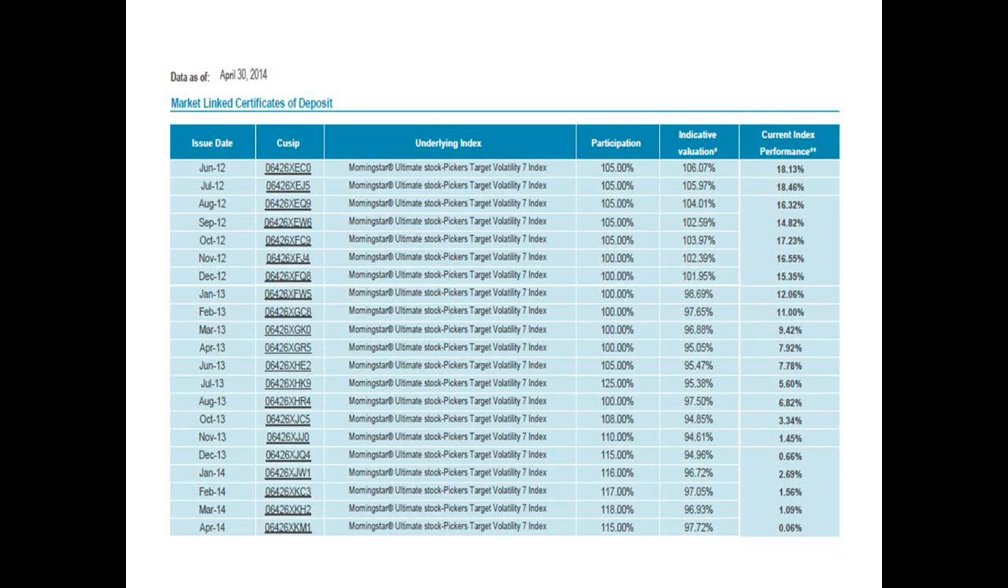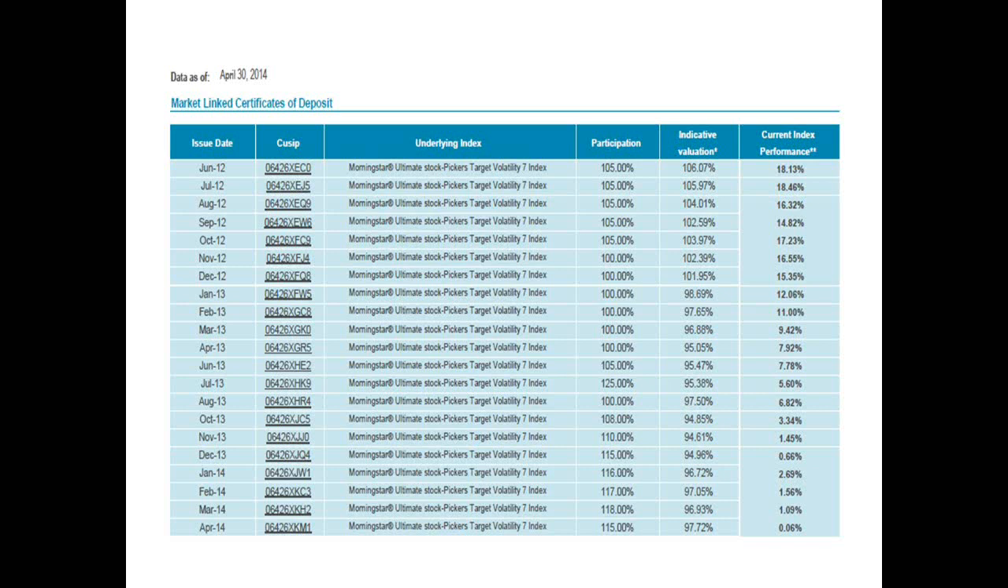And how is it doing for real? Well, here are all of the Morningstar linked CDs that we have issued since June of 2012. And you can see, starting at the top with the 2012 June offering, the current performance is up 18.13%. And you can just go down the line. All of these are positive returns, including the month of April, where it's already up, and the product issued in the month of March is already up over 1%.